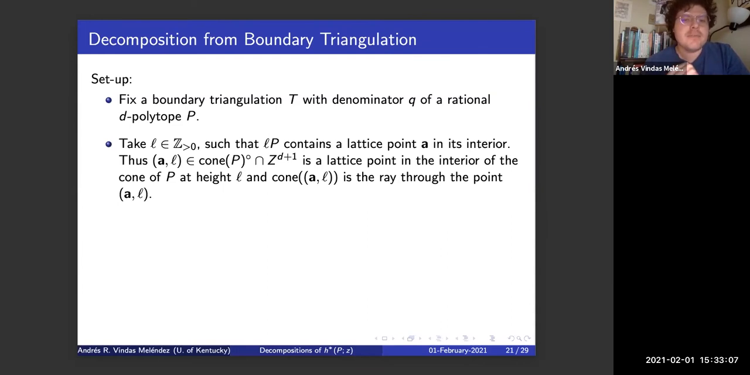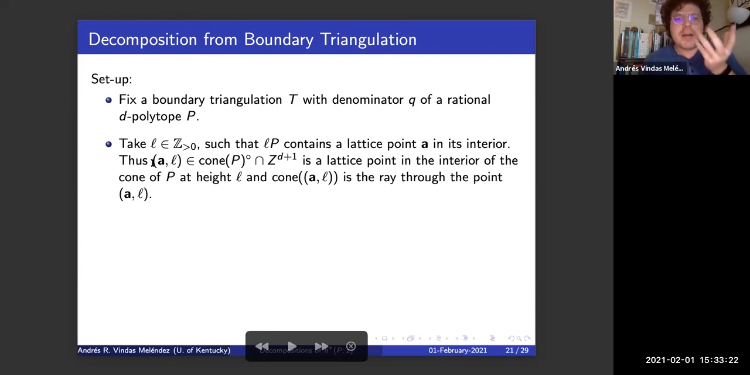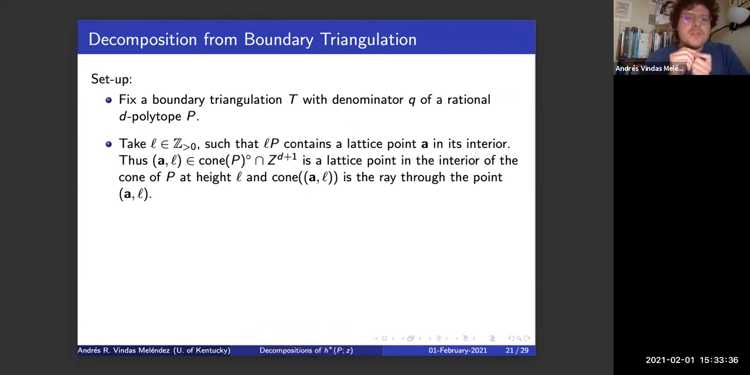We're going to take L to be a positive integer such that the Lth dilation of P contains the lattice point A in its interior, okay? And so what I'm saying is that when we cone over the polytope, that point A at height L is somewhere in the interior of this cone, okay? I'll give you a picture and an example in just a bit if this is not making sense, yeah? But now I'm also going to cone over that point (A, L), and that's just because it's a point, it's just a ray, okay?